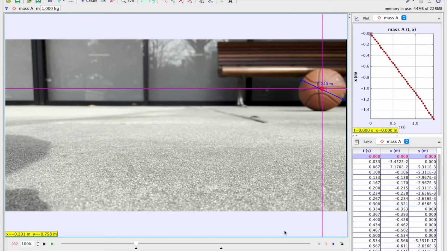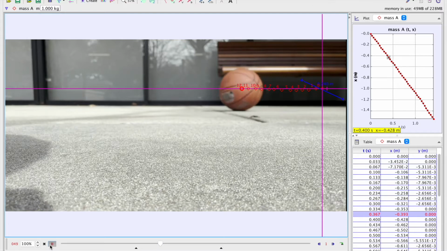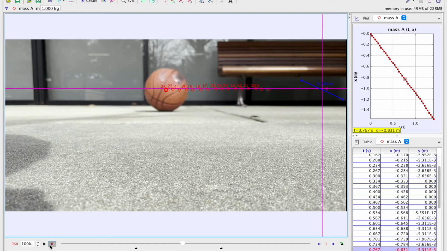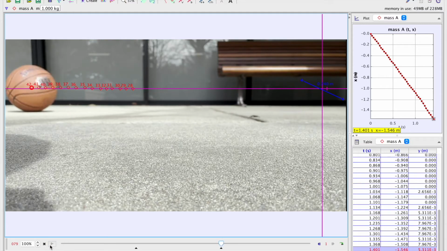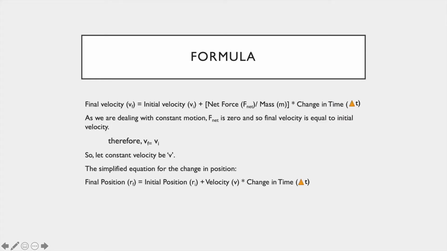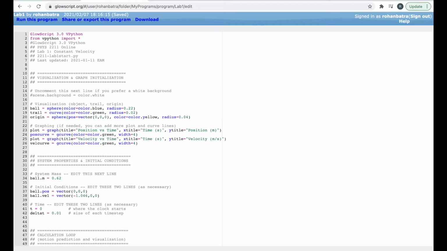In the experimental model that is being depicted, forces such as the force of friction influence the motion of the ball. However, we simply use Newton's second law to calculate the final velocities at different points of time. To record the velocities at different points of time, I used the GlowScript program.